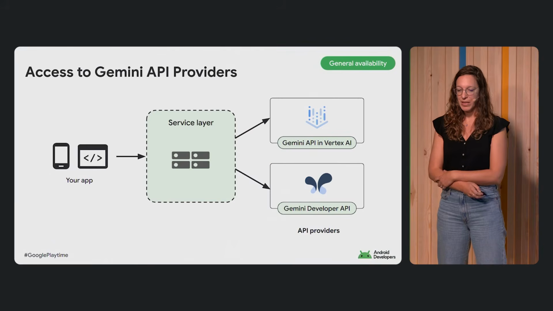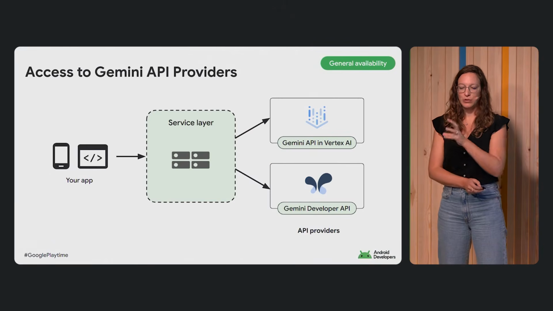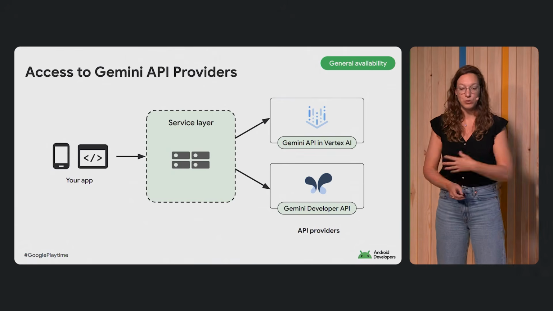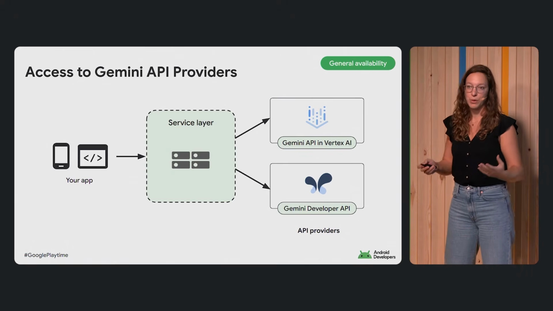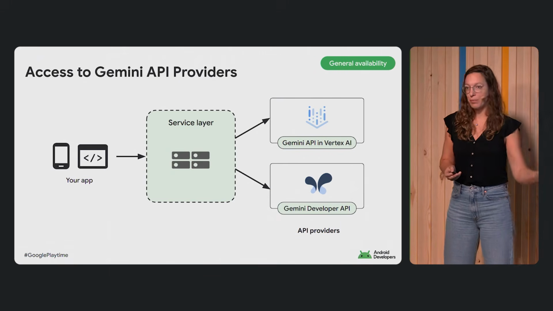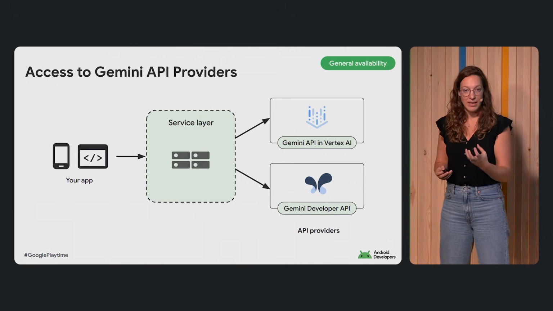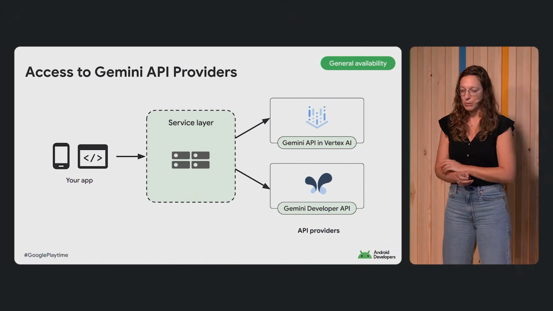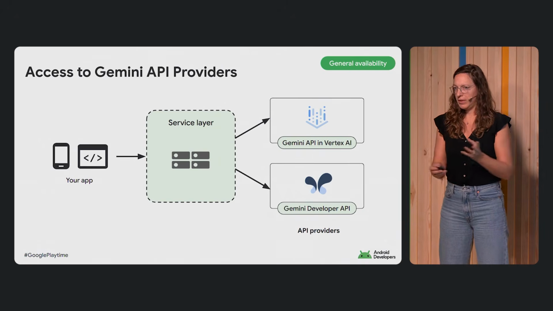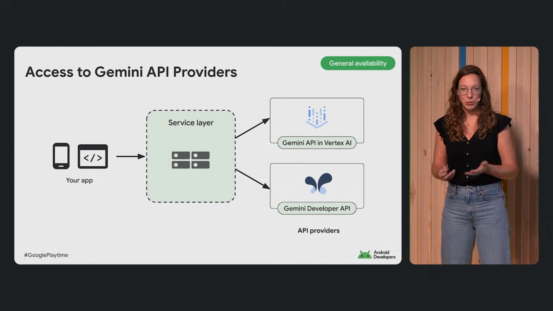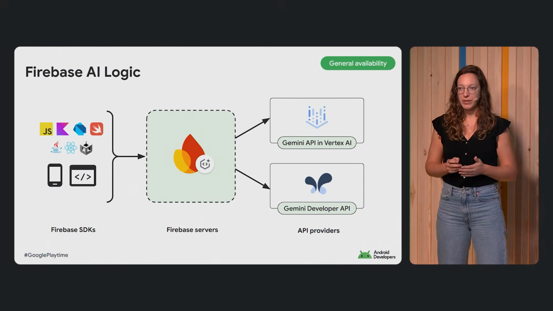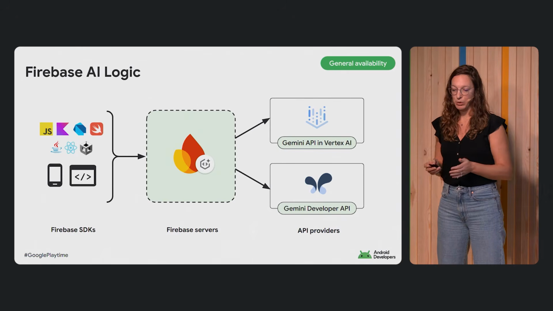So how do you access these two APIs? There are two ways in which you can do that. First of all, you could create your own service layer, right? You create your own backend. Your mobile app talks to that backend. The backend has the API key of that API, does the call, and then returns the result to the mobile app. Now, that works, but it means that you're going to have to build, maintain, and host that service layer. So this is why we have introduced Firebase AI Logic, which handles all of that for you and much more.